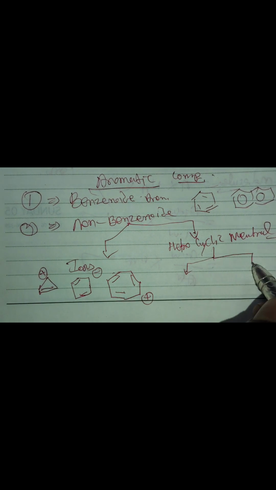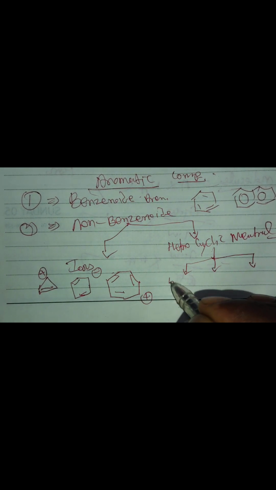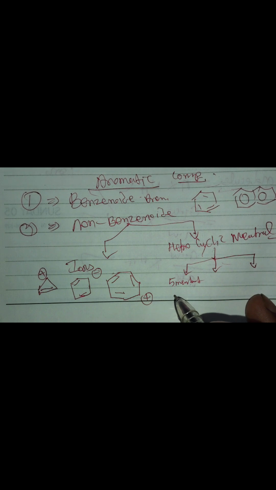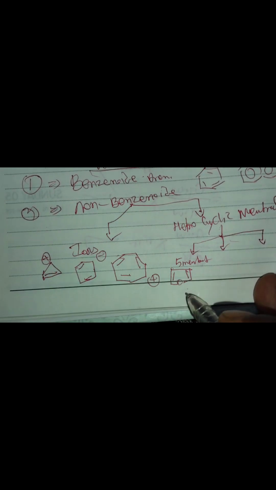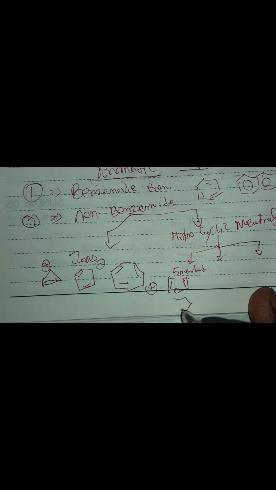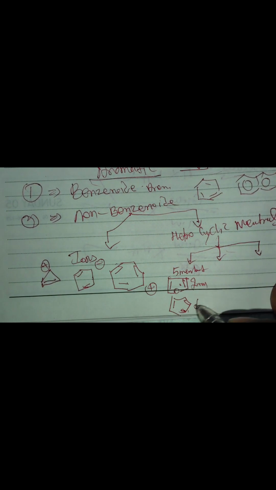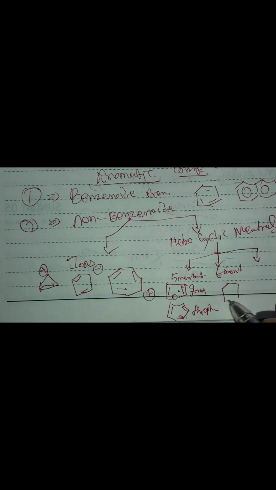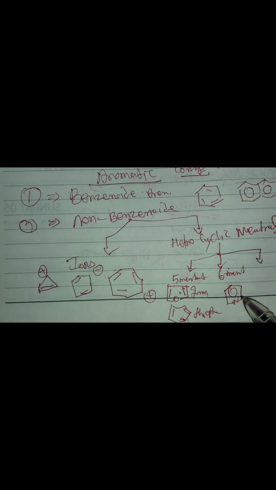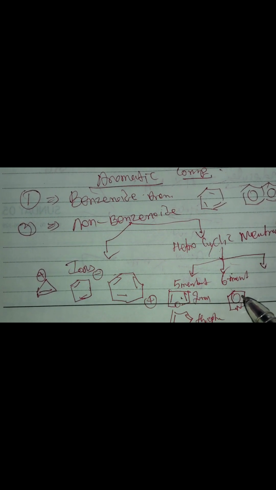Heterocyclic aromatics are classified into three types. One is the 5-membered ring, simply furan, thiophene, and pyrrole. Then the 6-membered ring, for example pyridine. A combination of two 6-membered rings, for example quinoline and isoquinoline, are examples.